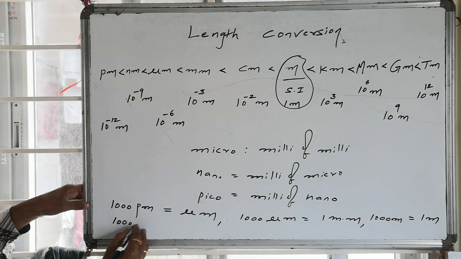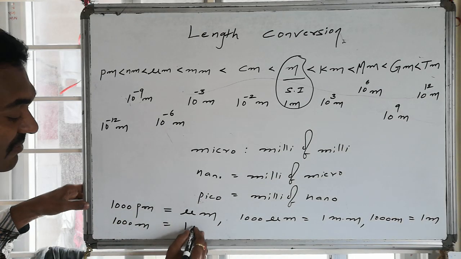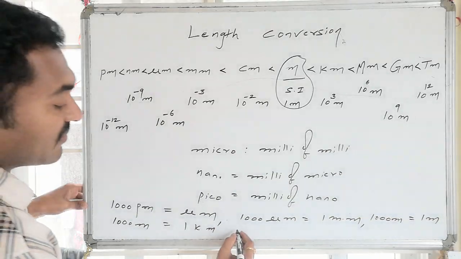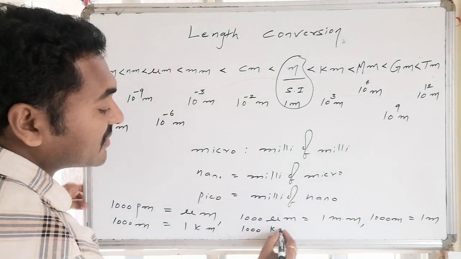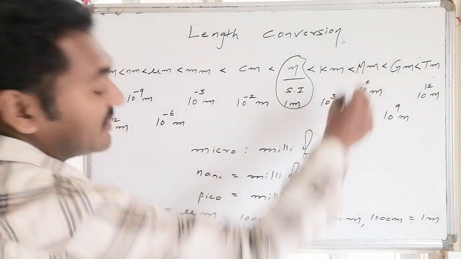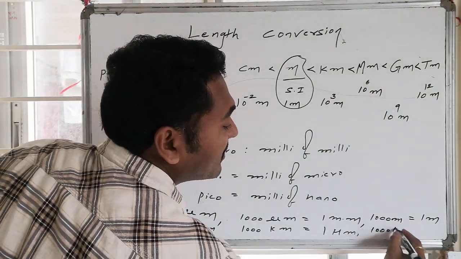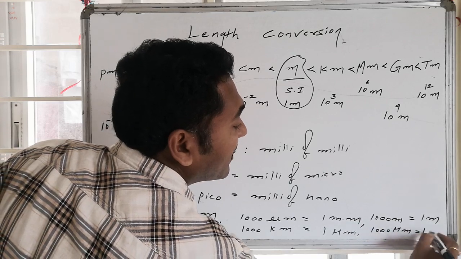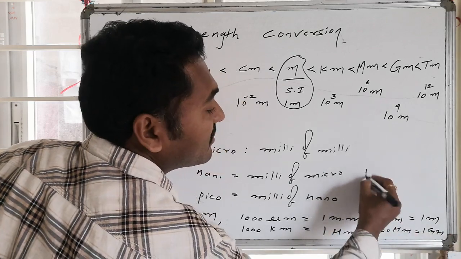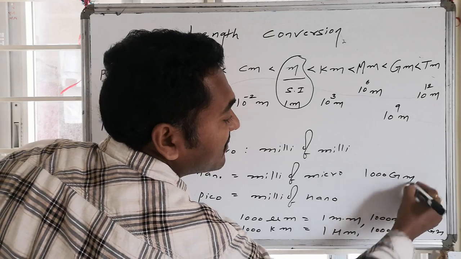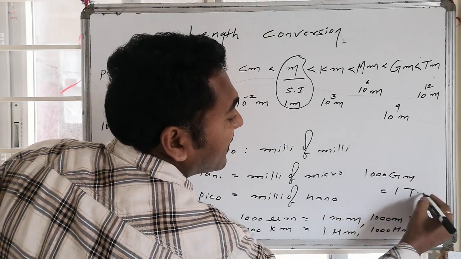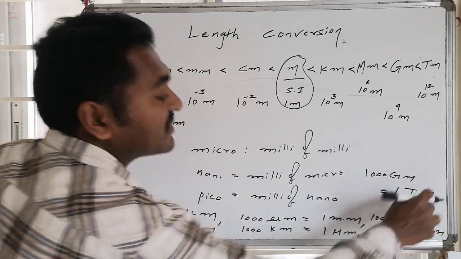Similarly, 1000 meters will become equal to 1 kilometer, whereas 1000 kilometers will become equal to 1 megameter. 1000 megameters will become equal to 1 gigameter. Similarly, 1000 gigameters will become equal to 1 terameter. Like this, the relation is present.